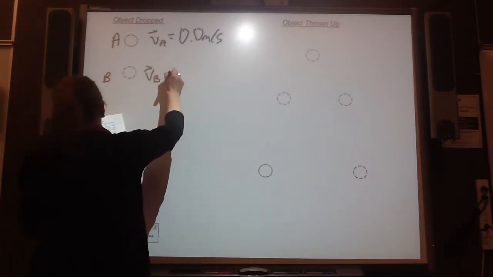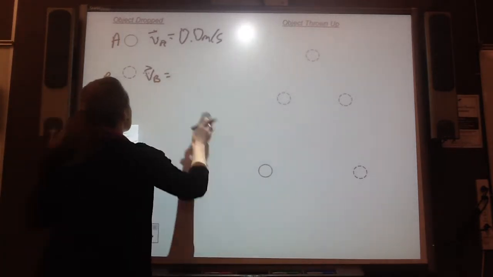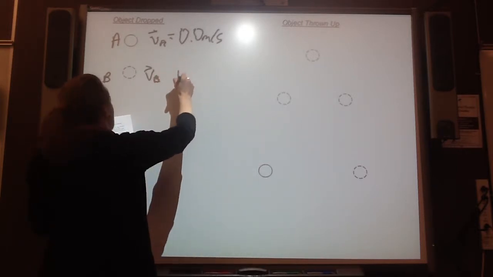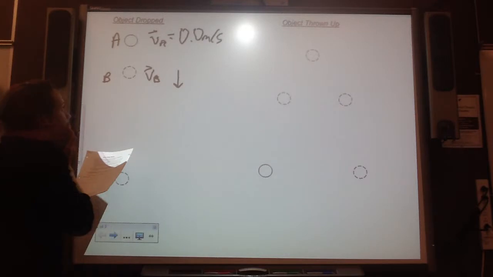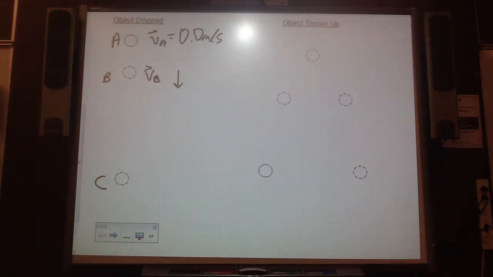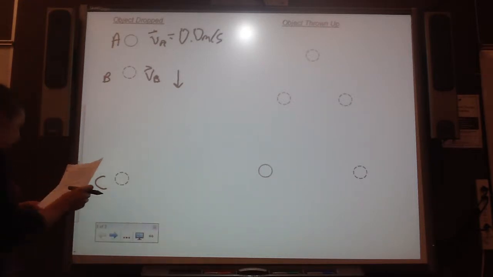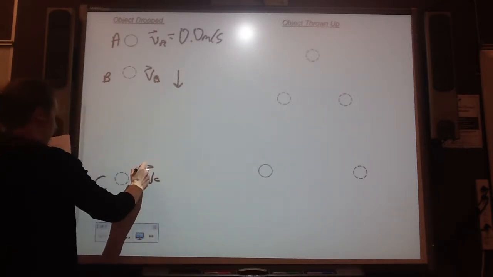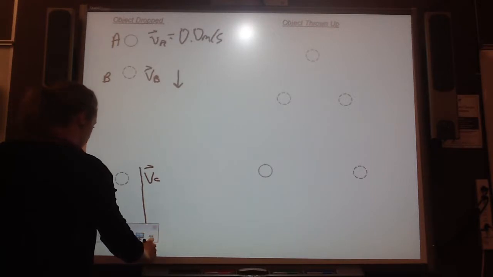VB is going down. So when we start, our initial velocity, or in this case VA, is 0. Okay? C, or VC, will have a bigger arrow down.